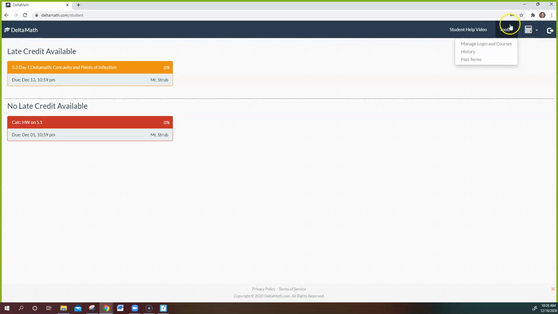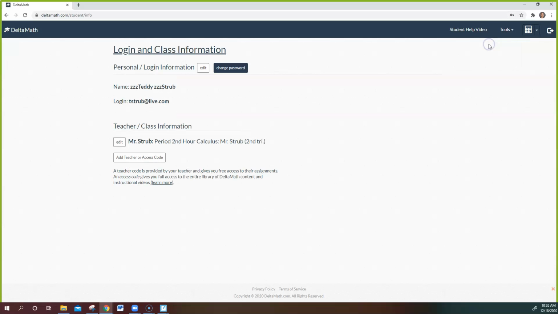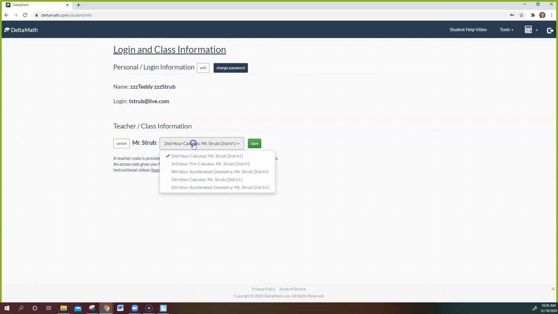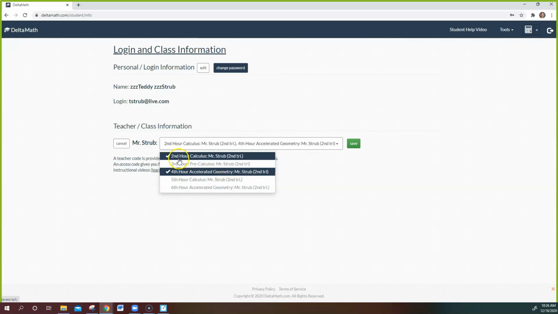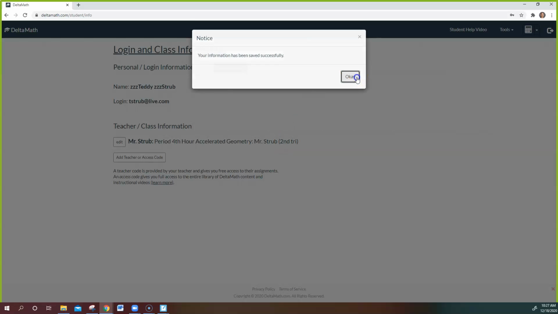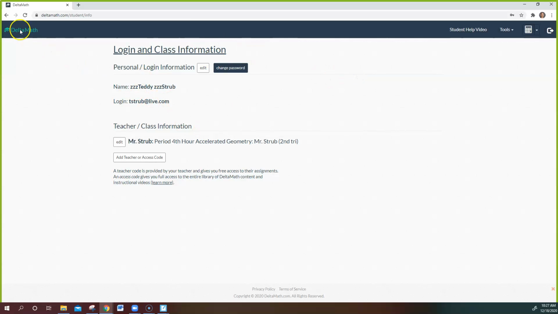That way you don't have all that work from first trimester in there and it doesn't look super confusing. So when you log in, you're going to go to Tools. And then you're going to go to Manage Course, Login and Course. And then you have Teacher Class Information. All you have to do is hit Edit. And there's a new drop-down menu. And we are 4th hour Accelerated Geometry, Mr. Strub. If you have anything else checked, you only want to be checked in 4th hour, second trimester, and then hit Save. And when you do that, your information is saved.